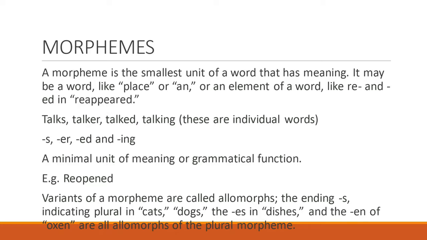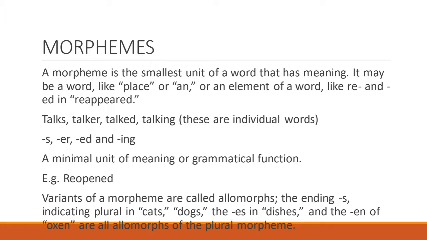A morpheme is a minimal unit of meaning or grammatical function. For example, reopened. Here there are three morphemes: re, open and ed. Variants of a morpheme are called allomorphs. The ending s in cats, dogs, and es in dishes, and en of oxen are all allomorphs of the plural morpheme.